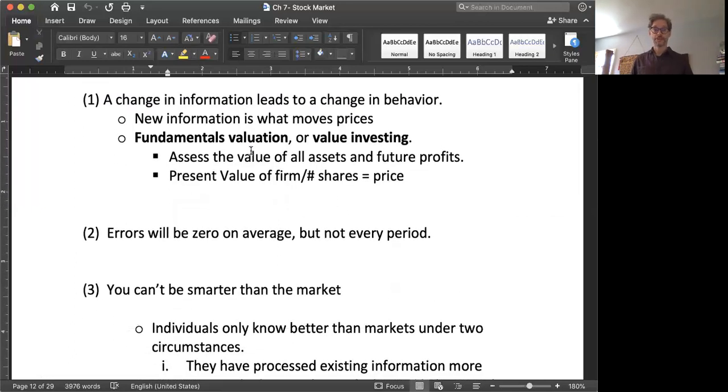Second, rational expectations says that yes, there will be mistakes, but they won't be predictable mistakes, right? So in other words, on average, there's going to be no error, but not every period, right? There will be positive errors. Sometimes you'll set stock prices too high. Other times you'll set them too low, but in the end, they will all average out.